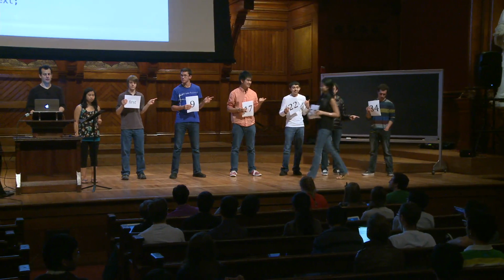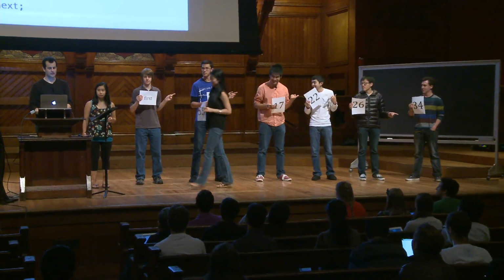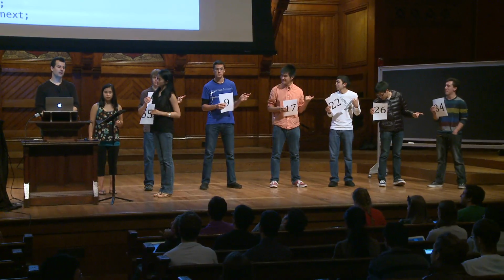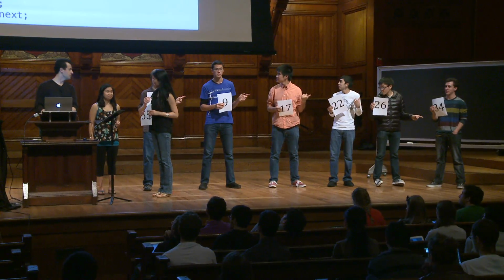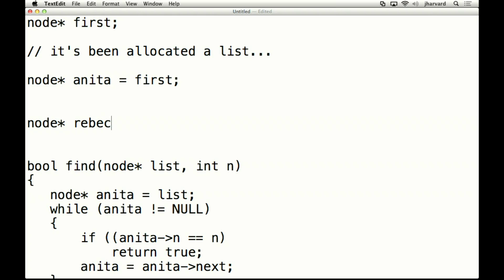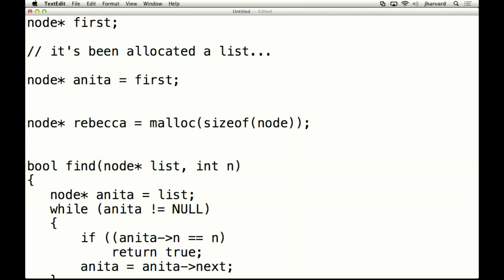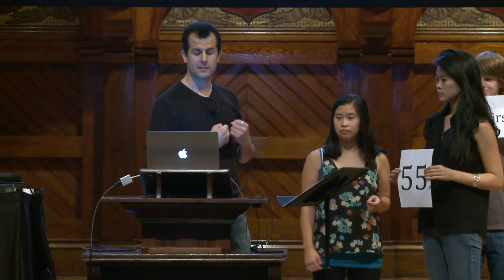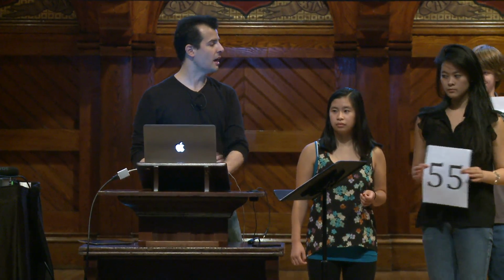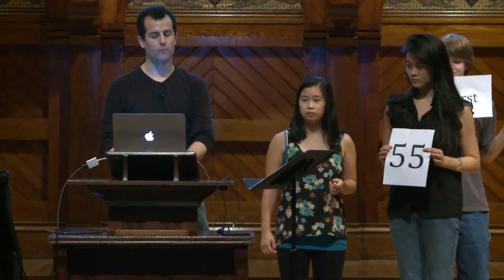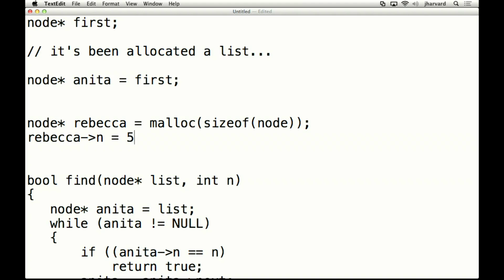So I have just done something like this. I have done node star. And what's your name again? Rebecca. OK, Rebecca gets malloc size of node. Just like we have allocated things like students and whatnot in the past, we just need the size of a node. So now Rebecca is pointing at what? So Rebecca has two fields inside of her, one of which is 55. So let's do that. Rebecca, arrow n, gets 55.